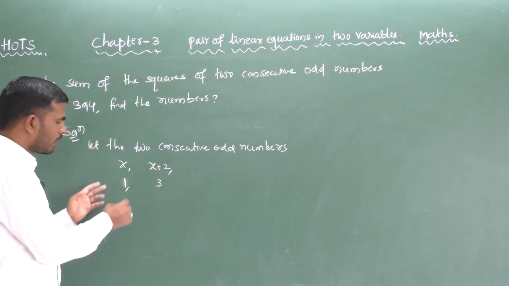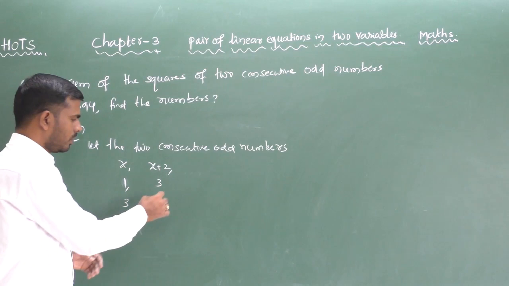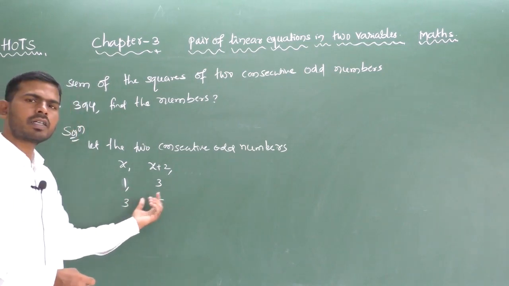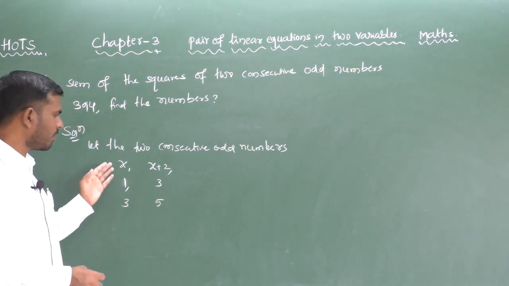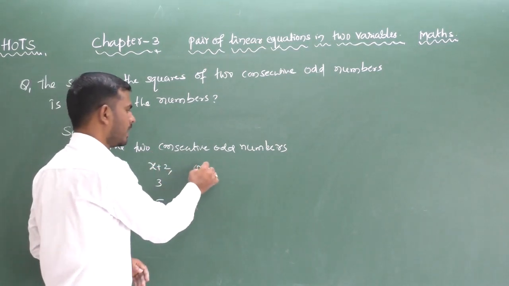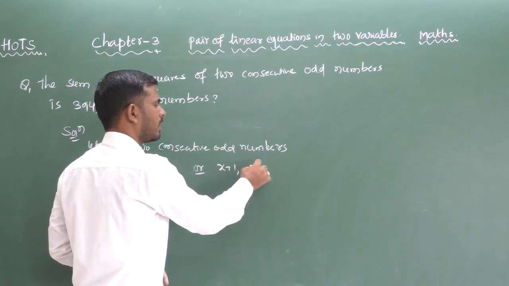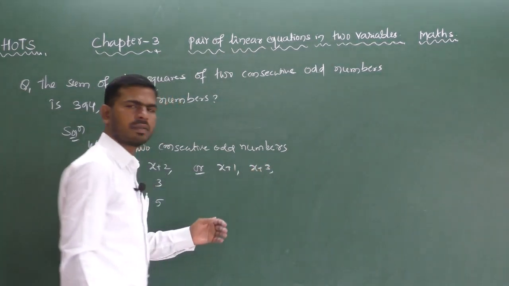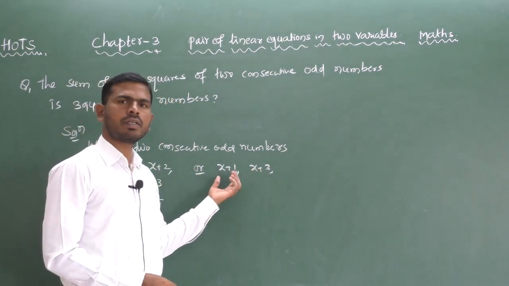For example, next one the odd number is 3 plus 2, 5. So these are the consecutive odd numbers. That's why I have to take one as x, next one is x plus 2. Or you can take here, first one is x plus 1, next one is x plus 3. Because any number you take, you have to take the odd.